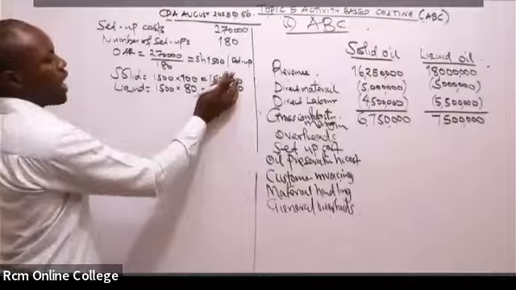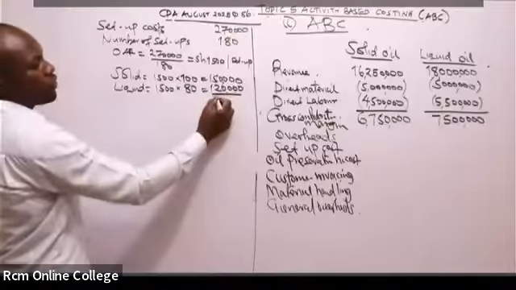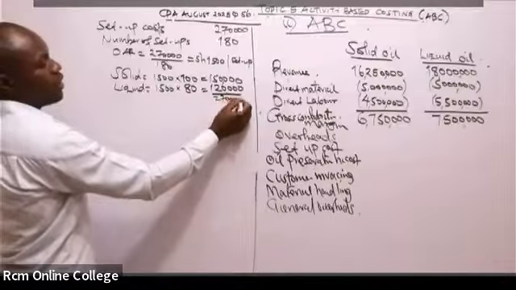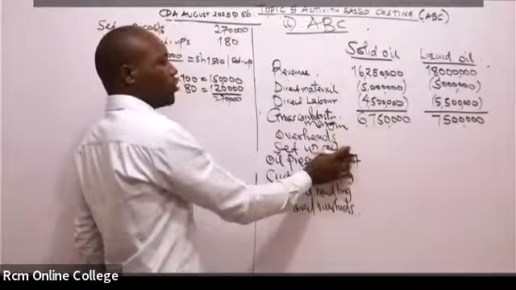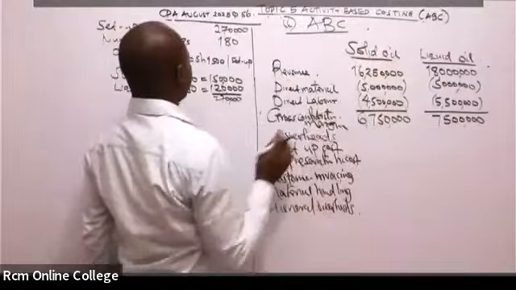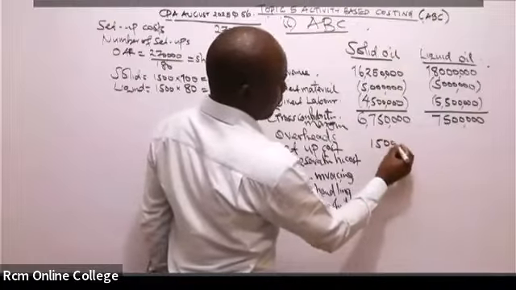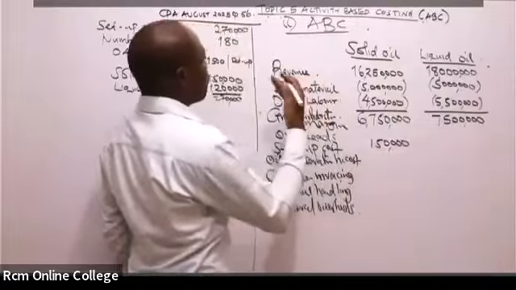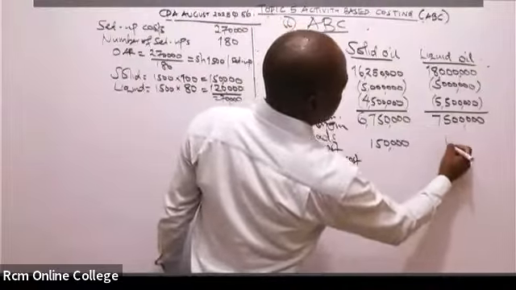Is it true that when we add back these overheads that are shared, we are getting back to the original amount of 270,000? Yes. Then it means our workings are correct. We proceed to this section. So the setup cost for the solid oil is 150,000. For the liquid, it is 120,000.